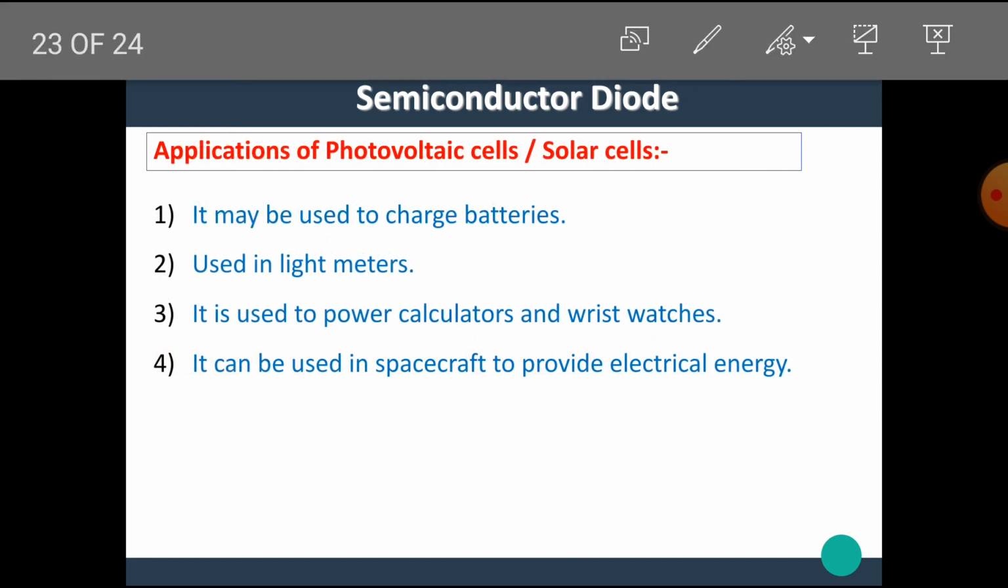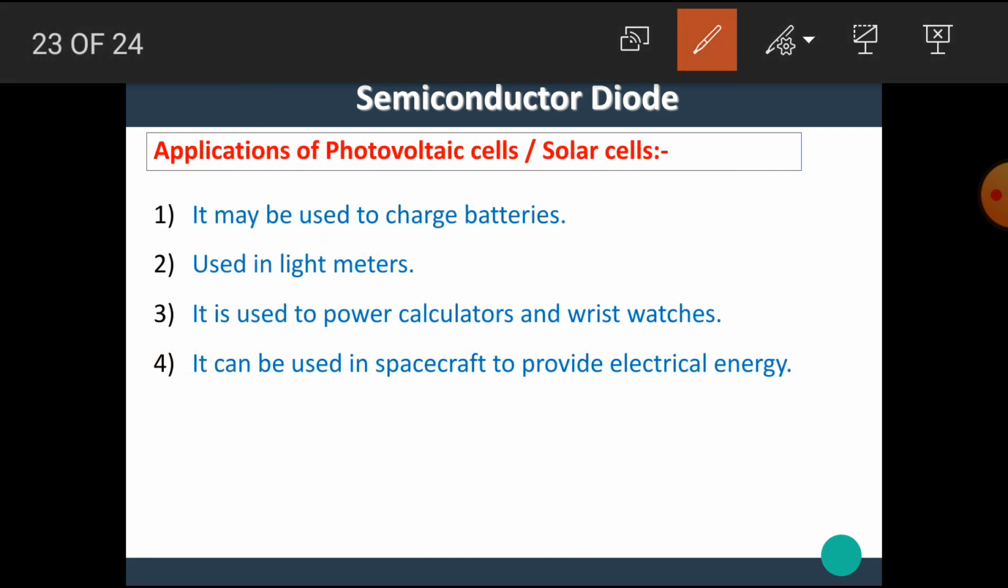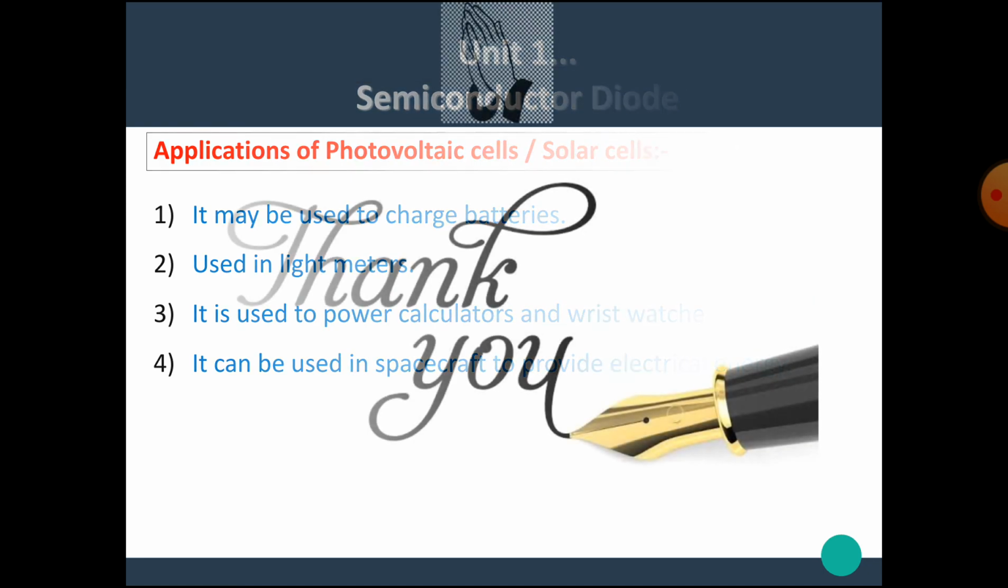Let's see some applications of the photovoltaic cell or solar cell. We know that the solar cell is used in the solar panel to generate electricity. That means it converts light energy into electrical energy, and in our day to day life we can use this energy in home appliances. Some other applications of the solar cell are given here. It may be used to charge batteries, and it is used in light meters. It is used to power calculators and wristwatches. It can be used in spacecraft to provide electrical energy.